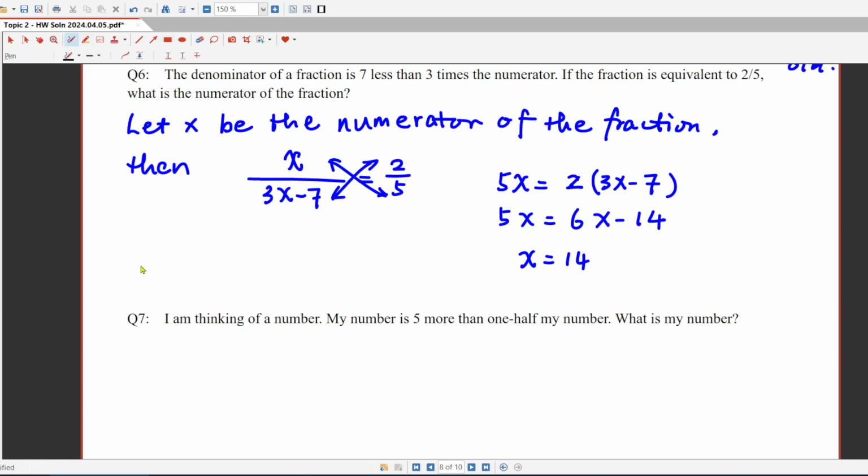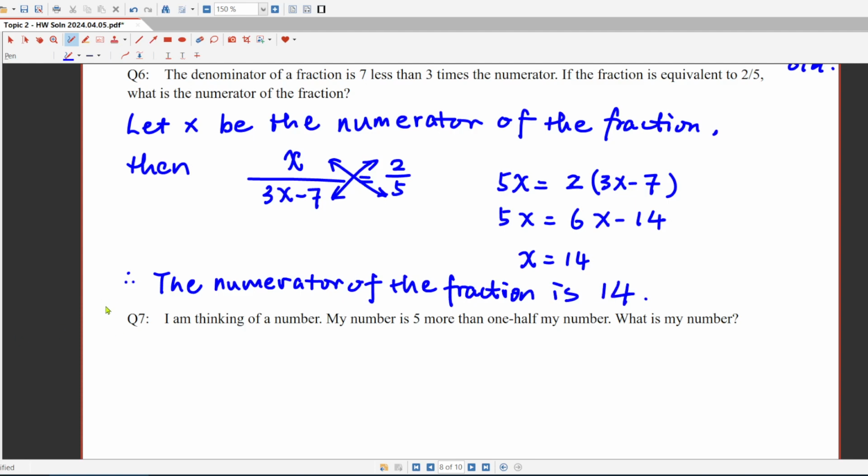So if x equals 14, we know the numerator is 14, right? Because the meaning of x is the numerator of that fraction. So we could conclude the numerator of the fraction is 14, right? Did you get it? Any questions?